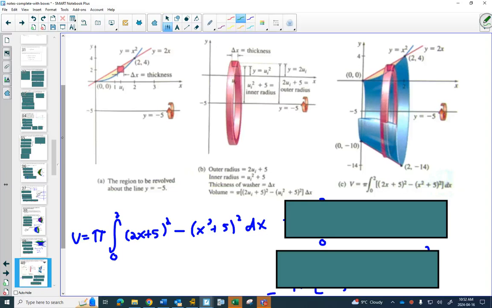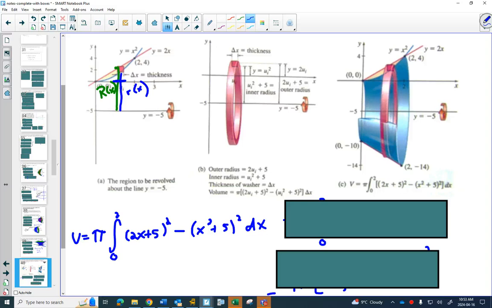Even though the y is at -5, what we're figuring out is bigger radius minus smaller radius. Up to your x-axis, this is 2x and this is x squared. To make the radius, you have to add 5 to it because it gets bigger. You would subtract 5 if your radius was smaller than normal.